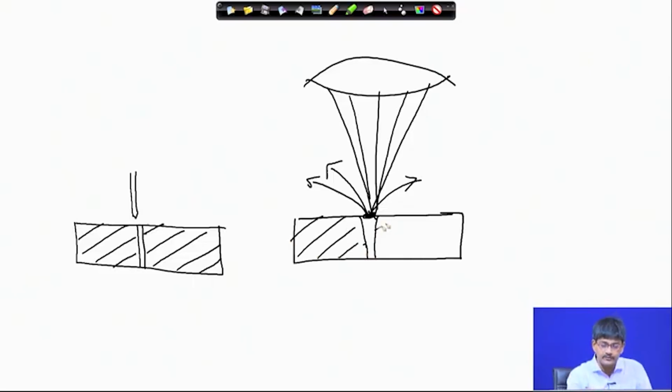So, instead of using conventional means of applying mechanical forces and having a sharp edge, etc., we can remove material this way also. This is one non-conventional method.